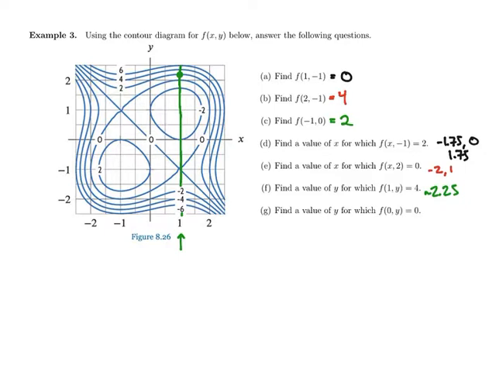And lastly, find a value of y for which f of 0, y equals 0. Again, that is looking when x is equal to 0. So that cross section, our answer has to be on that line. And we can see right in the middle would be an answer. So y is equal to 0 in that case.